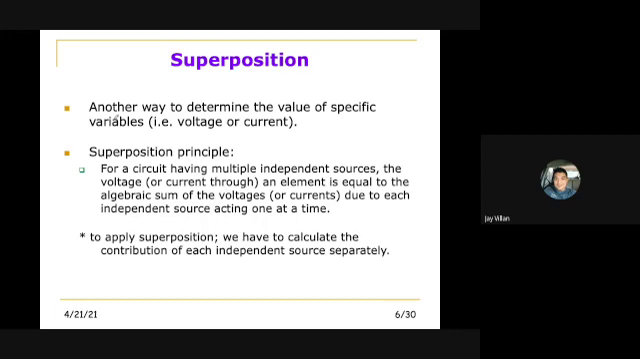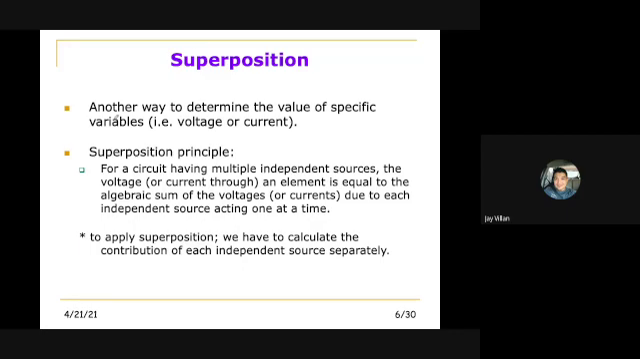So another way to determine the value of specific variables, voltage or current, is superposition. It is stated in the superposition principle that for a circuit having multiple independent sources, the voltage or the current through an element is equal to the algebraic sum of the voltages or currents due to each independent source acting one at a time. Okay? To apply superposition, we have to calculate the contribution of each independent source separately.